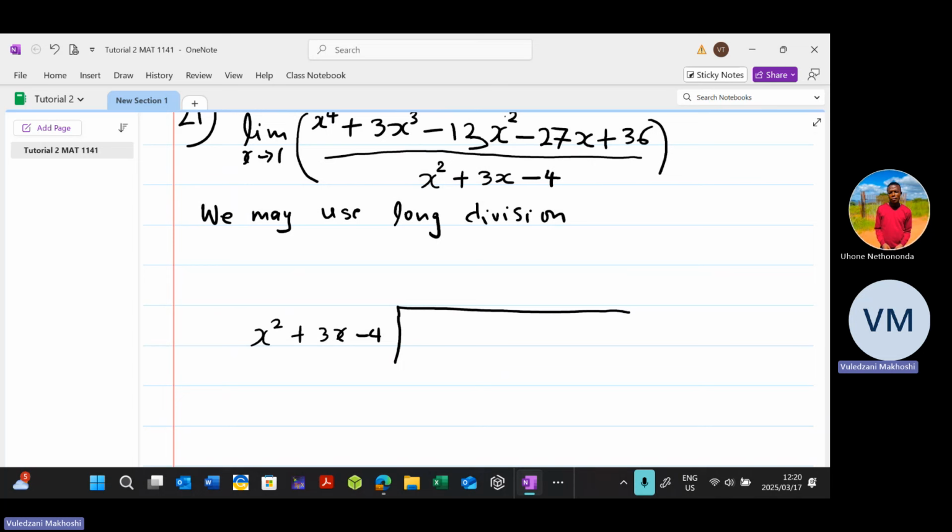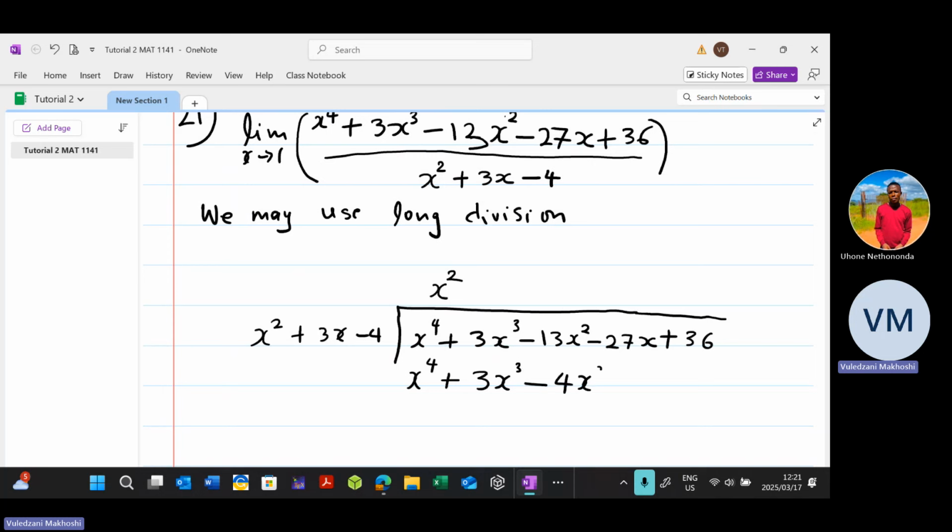We divide it into x to the power 4 plus 3x cubed minus 13x squared minus 27x plus 36, like that. So how do we do the division? We divide x to the power of 4 by x squared. So x squared into x to the power of 4 goes x squared. And then we multiply everything here. x squared times x squared is x to the power of 4. x squared times 3x is plus 3x cubed. Then x squared times minus 4 is minus 4x squared.